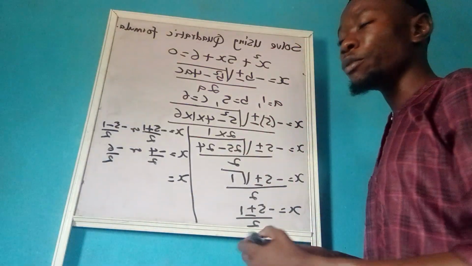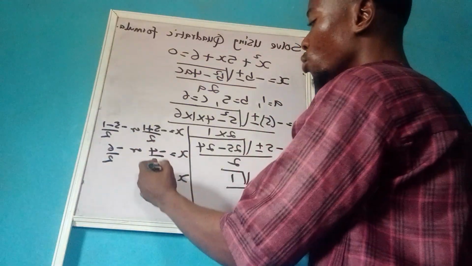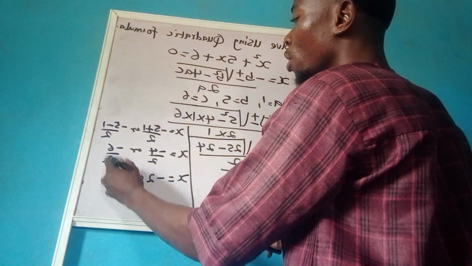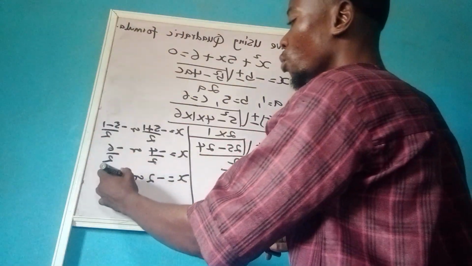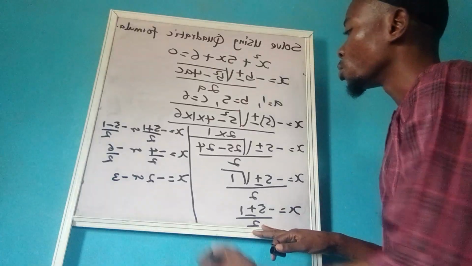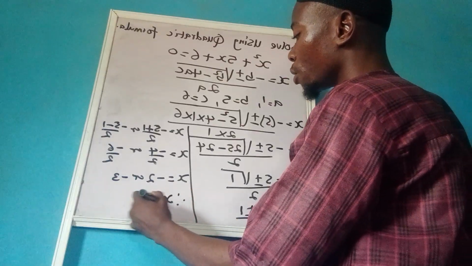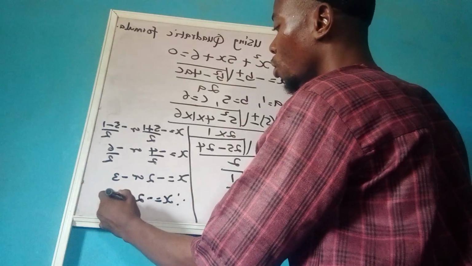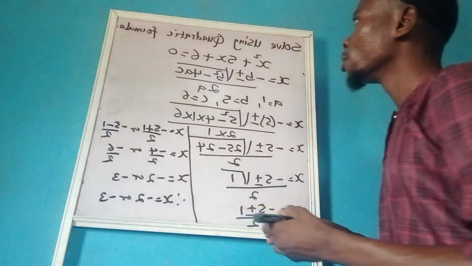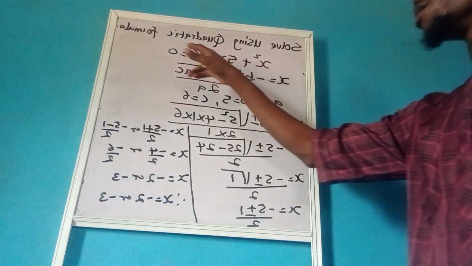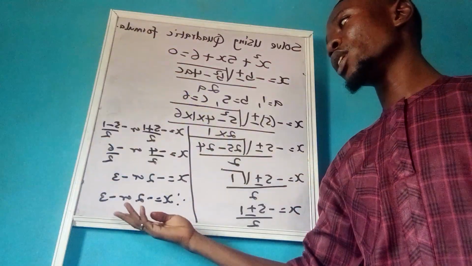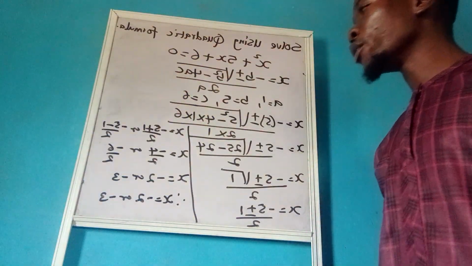By carrying out the divisions, minus 4 divided by 2, so we have minus 2, or minus 6 divided by 2, so we have what? Minus 3. So therefore, our x is equal to minus 2 or minus 3. So the values of x that satisfy this equation to be 0 are either minus 2 or minus 3.